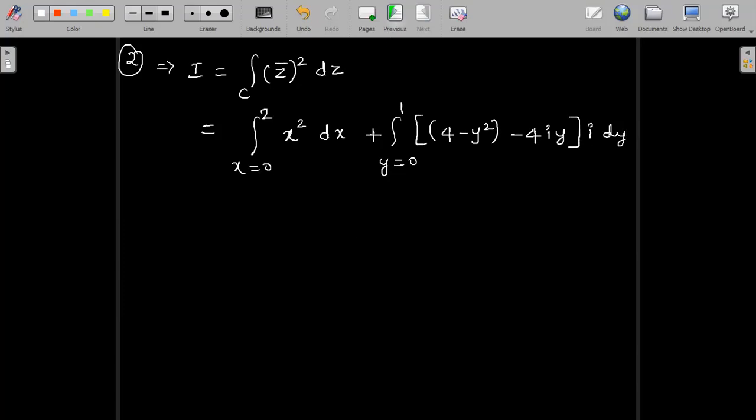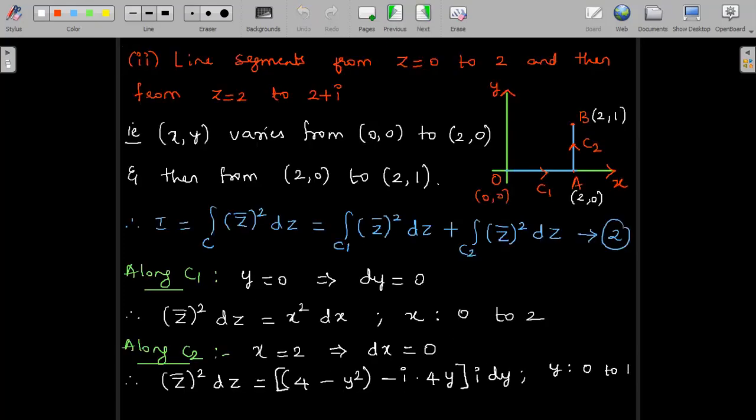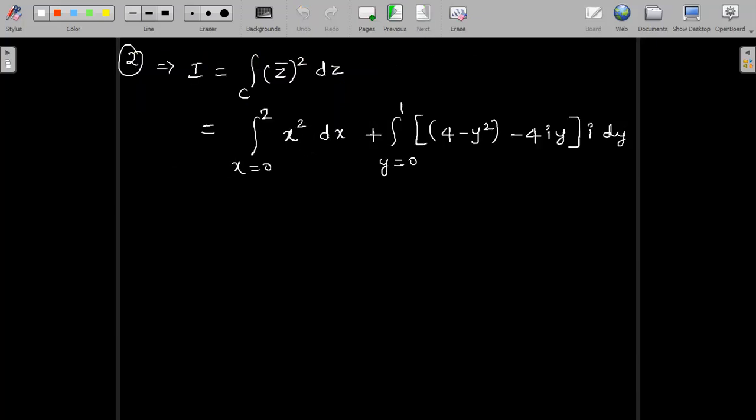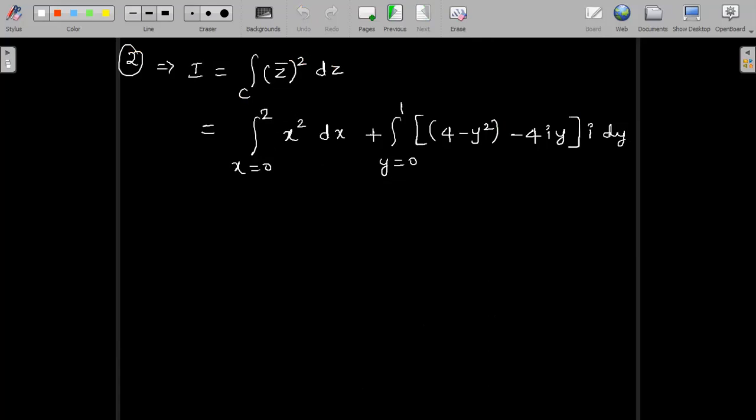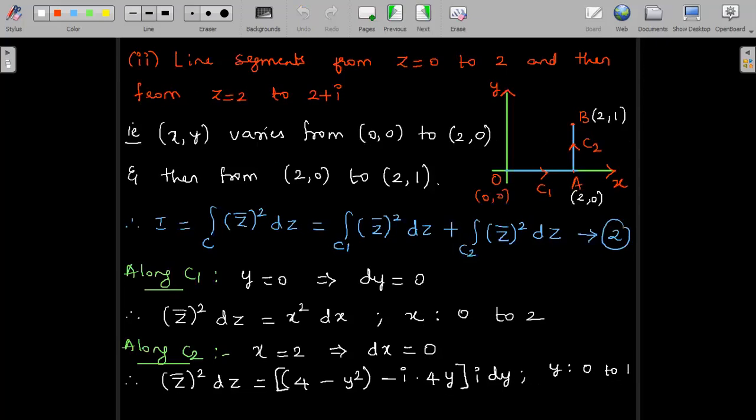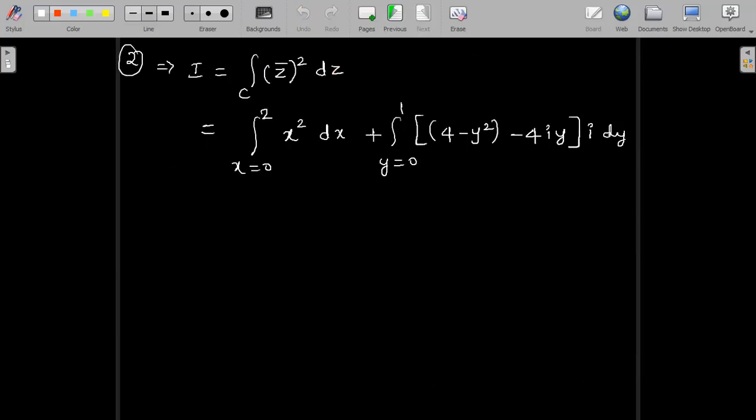Whatever we wrote in the previous page, z bar whole square along C1 is x square dx. That is why this is x square dx, and we wrote limits for x as 0 to 2. So the same thing is mentioned here, 0 to 2 limits. For the second integral along C2, the limits are y varying from 0 to 1, and z bar whole square dz is this entire expression, the same thing I have written here. Now we need to integrate and apply the limits respectively.